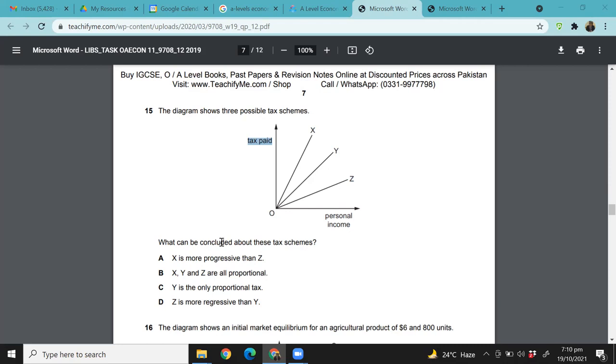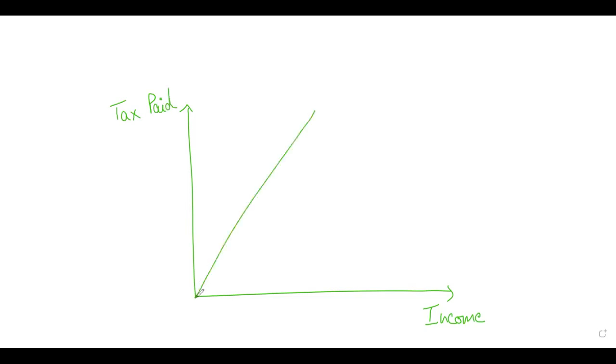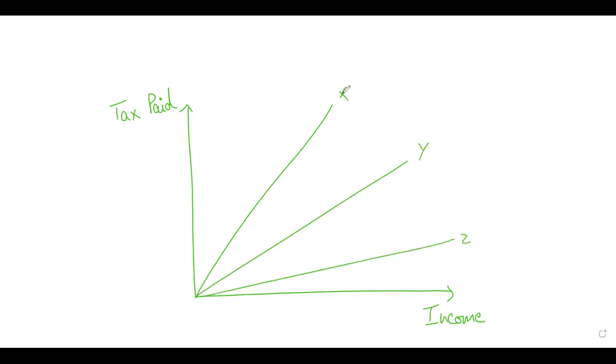So, Abdul, what do you think the answer should be? I think A is correct. Yeah, I also think it's A, because, as you know, what is progressive tax? Progressive tax is: the higher the income, the higher the tax rate. We aren't provided the tax rate over here, but we are provided the tax paid, the amount of tax that they're paying. Since X is most steep, X is like this, then you have Y, and then you have Z. So we can say that X is most progressive, and then Y, and then Z.